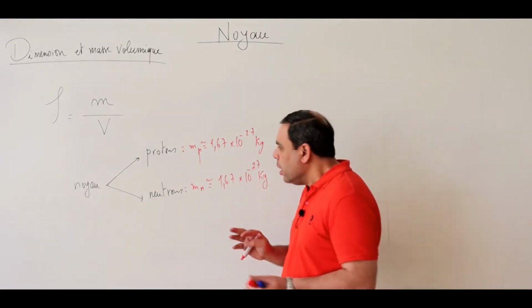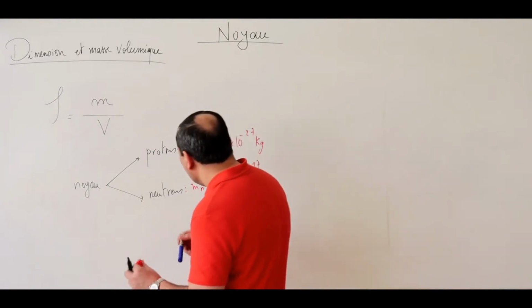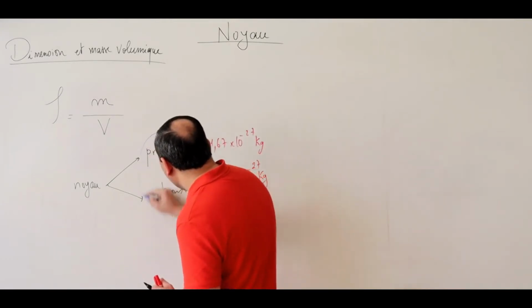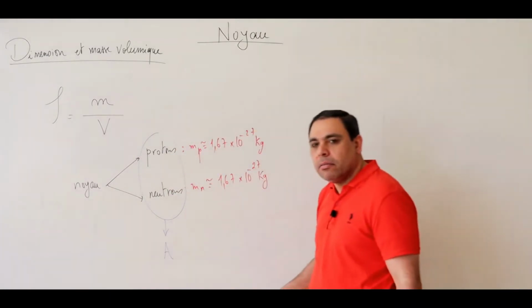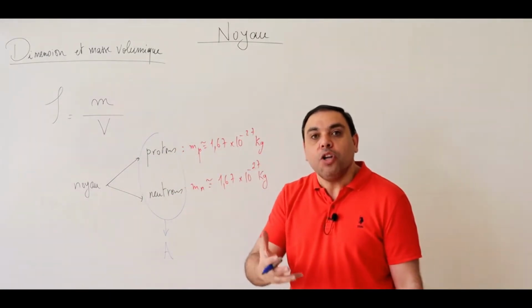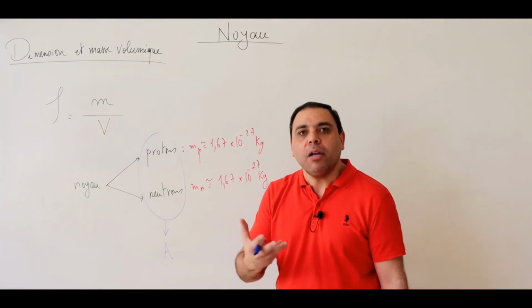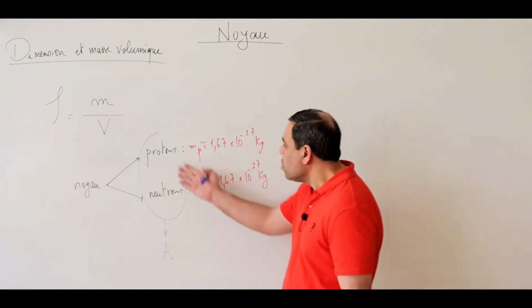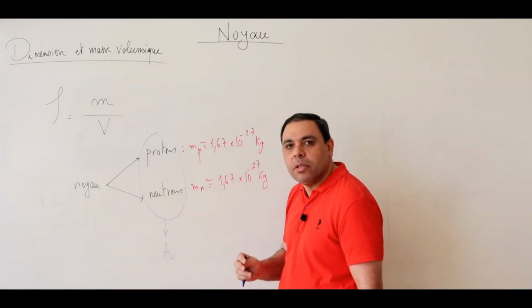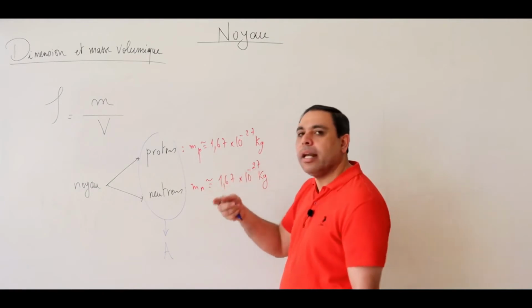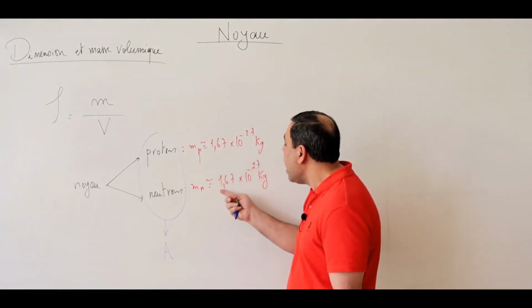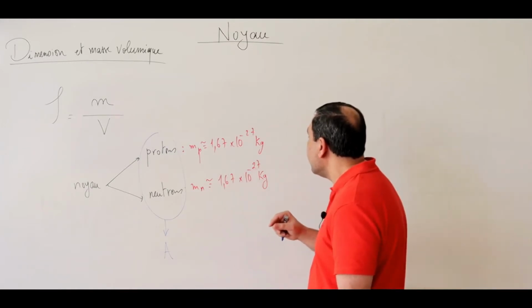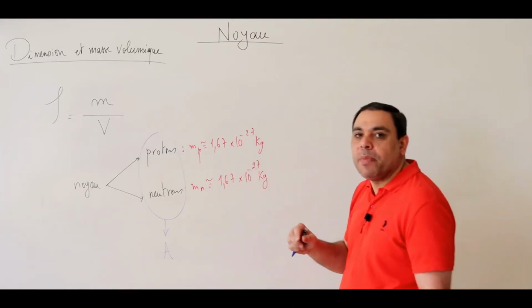The nucleus is formed of protons and neutrons. The number of protons and neutrons in the nucleus is A. We say A nucleons. The nucleons are the protons and the neutrons. The mass of a nucleon, a proton or a neutron, is 1.67 times 10 exponent minus 27 kilograms.